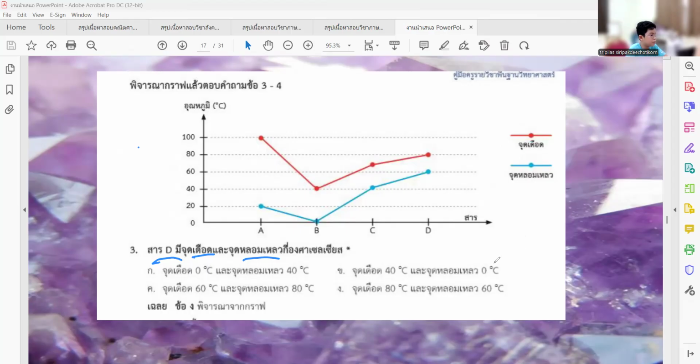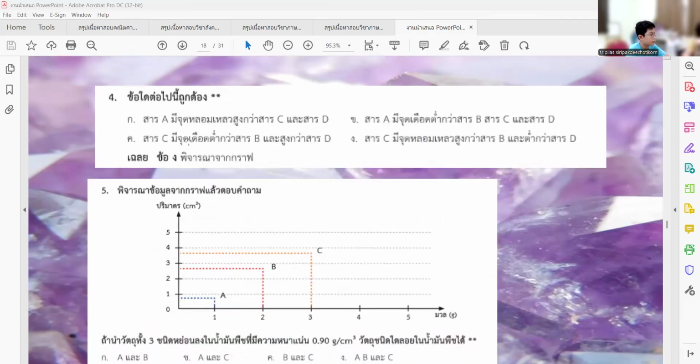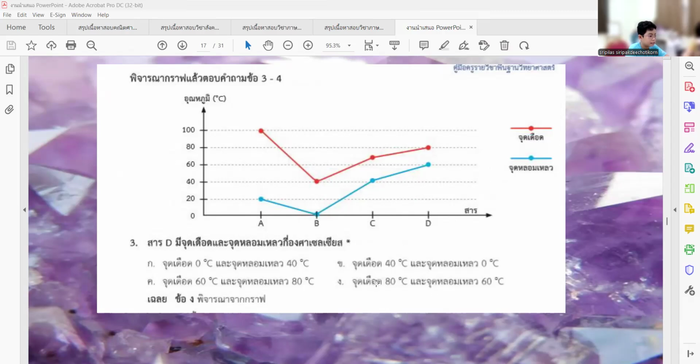D has a boiling point and a melting point at which temperature? This is such an easy question. If you guys don't know this, I don't know how I'm going to teach you. Just look at the graph. This is D, and this is the melting point. Melting point is 60. Boiling point is 80. See? Correct.